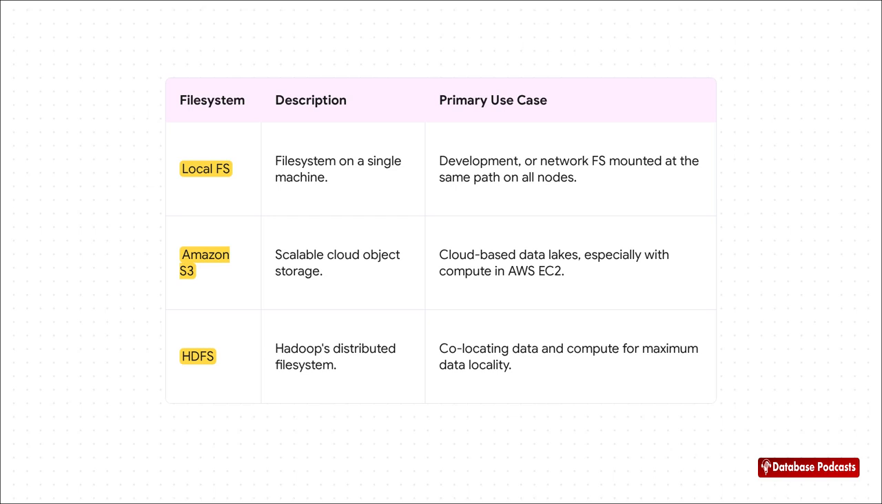Next, you've got Amazon S3, which is pretty much the standard for cloud-based data. It's incredibly scalable, and it's the perfect choice if your compute cluster is also running in AWS. And finally, there's HDFS, the Hadoop Distributed File System. Its superpower is something called data locality, which is all about putting your data and your compute on the same machines to cut down on network chatter.